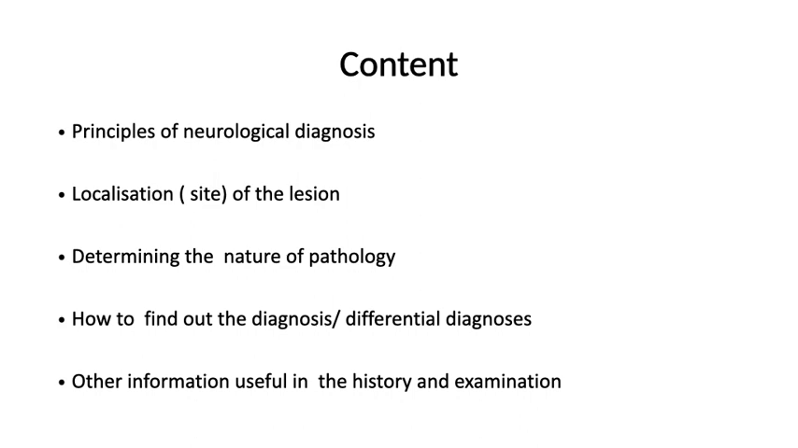We'll be discussing the principles of diagnosis of neurological illness, how to localize a lesion, and how to find out the nature of the lesion, the nature of the pathology, and finally to combine the two and come to a diagnosis or a differential diagnosis, and the other information useful in caring for a patient with a neurological problem.